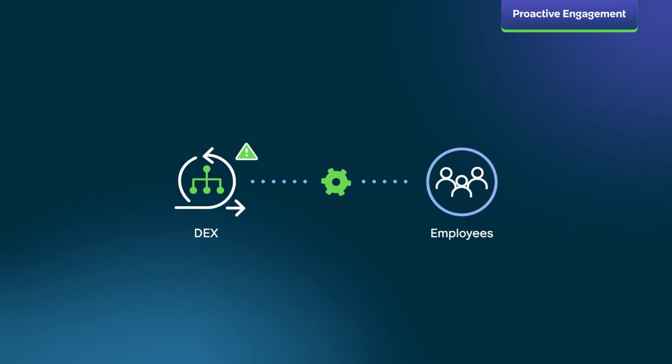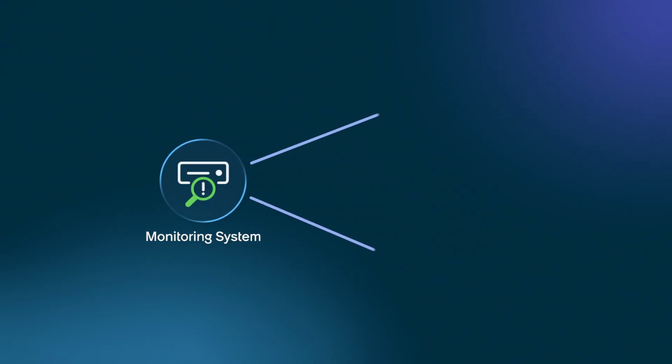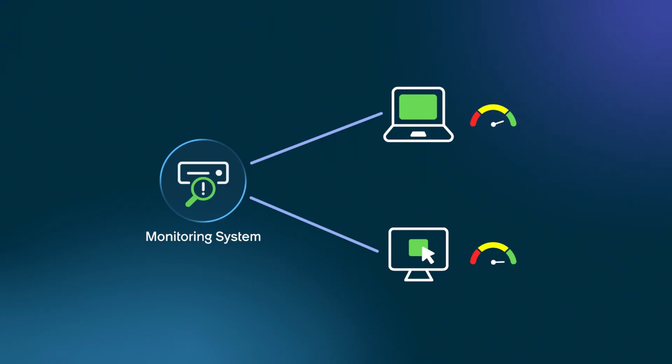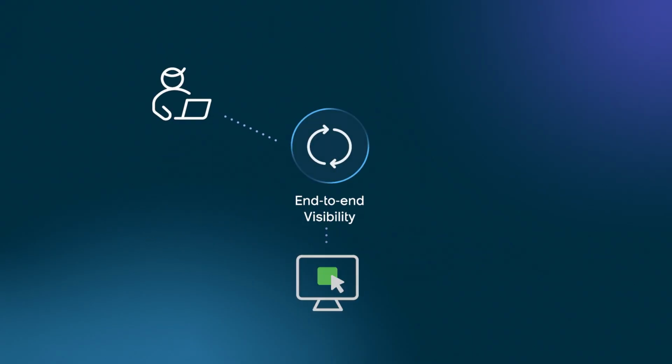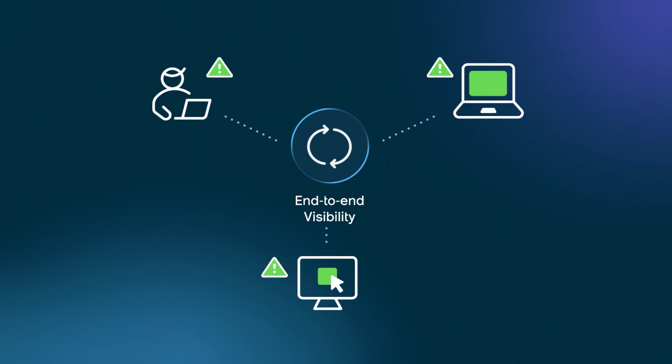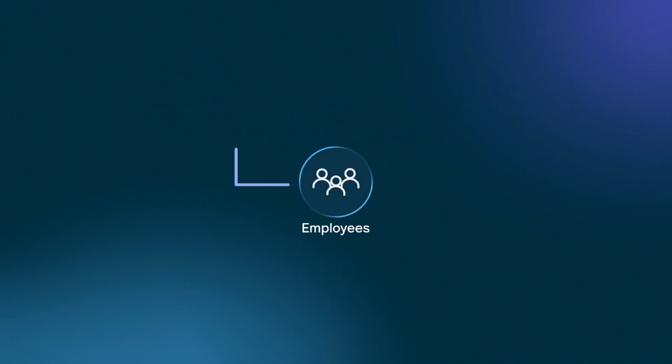DEX detects issues and helps employees self-solve them proactively by sending them self-help guidance or enabling remedial actions to be run on the end-user device without ever having to reach out to IT. Continuous monitoring measures application and device health metrics. End-to-end visibility identifies users, applications, and devices needing attention, engaging employees through self-help instructions or automated actions.